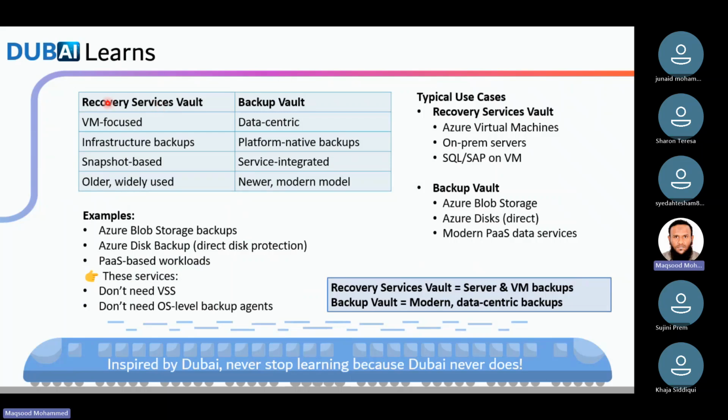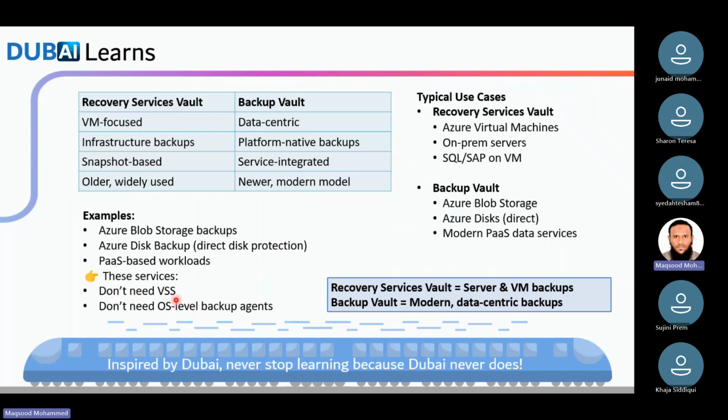So you have again the difference between these two: recovery service vault and backup vault. Recovery service vault is VM focused, infrastructure backups, snapshot backups, older, widely used. This is a widely used backup service from Azure. Backup vault: data centric, platform native backups, service integrated, newer model backups. So this is mainly for Azure services, like Azure App Service, containers, and so on. Examples: Azure blob storage backups, disk backups, direct disk protection, platform as a service based workflows.